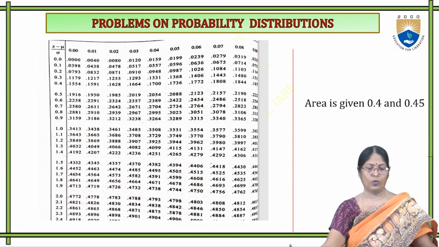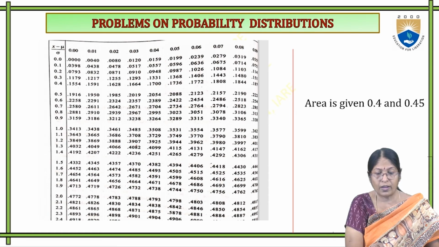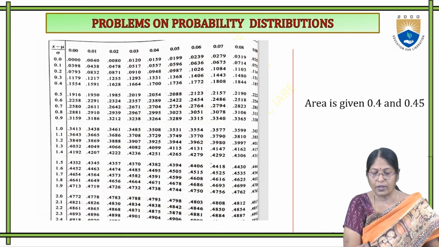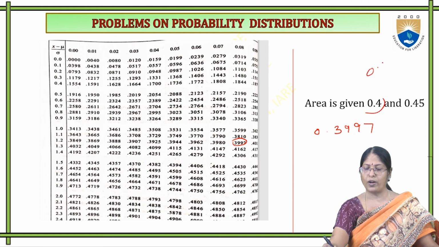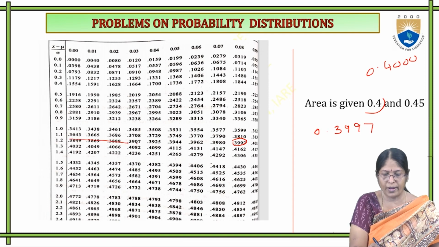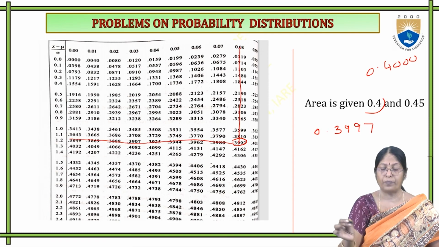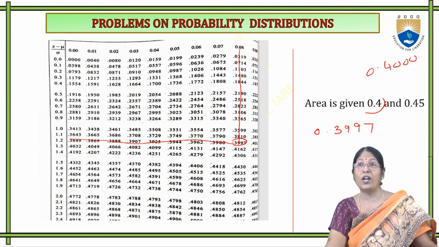So 0.4. Here we have to search. Where is 0.4? We can see it here. 3.8, and here we can come. Here you can see it. This one. 0.3997 is there. It is nearer to our 0.4000. That's why here I am drawing a line. Yeah. So now I think the students are getting satisfaction.